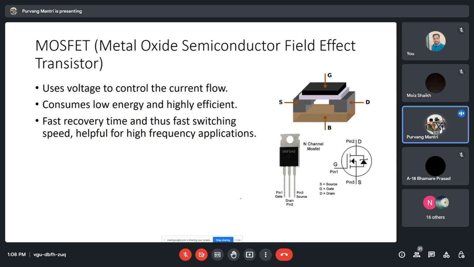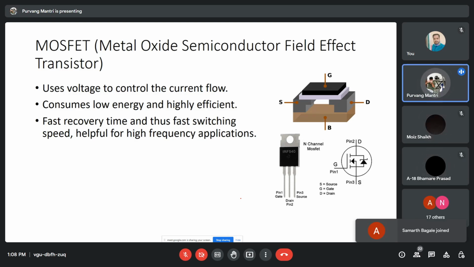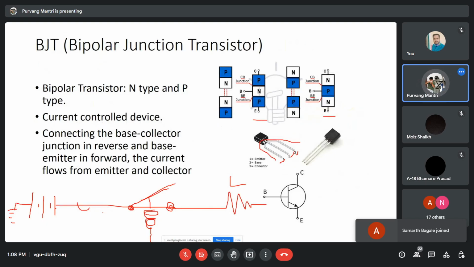MOSFETs are highly preferable in high frequency applications like audio systems or internet, anywhere there are high frequency networks. So this was a basic understanding of any transistor or any type of electronic switch.